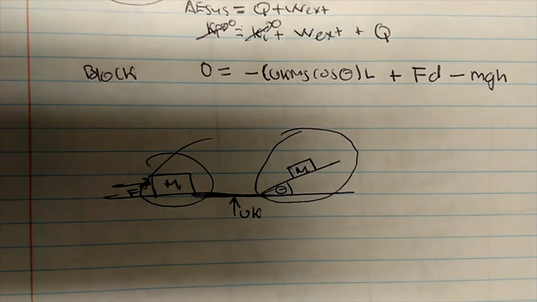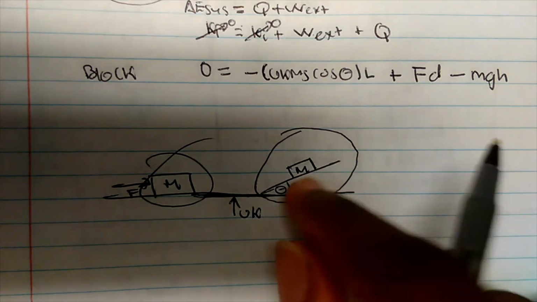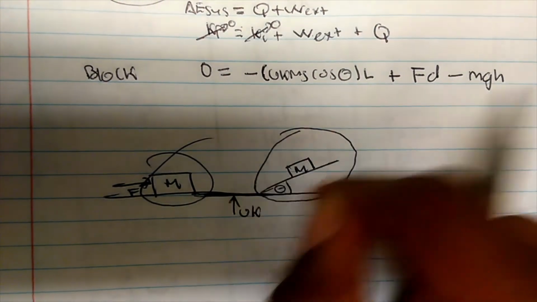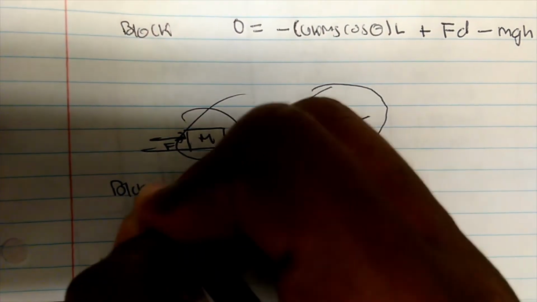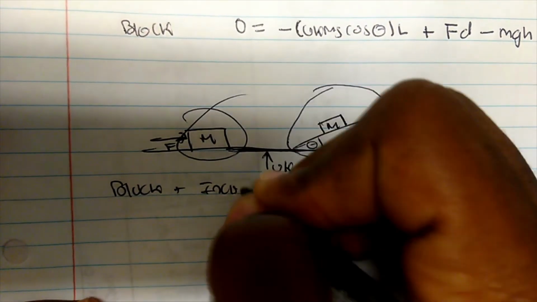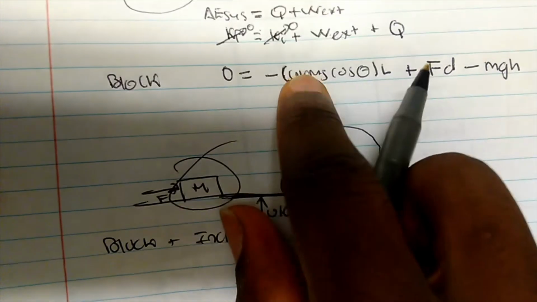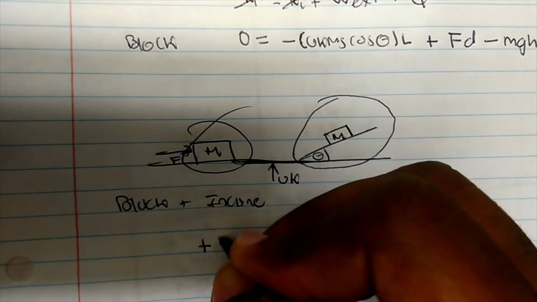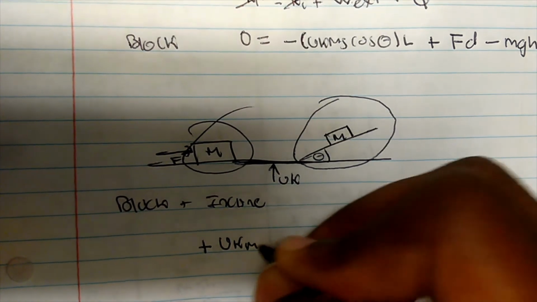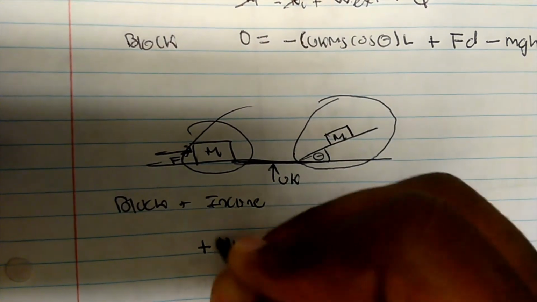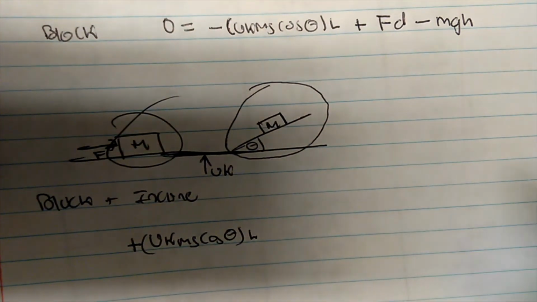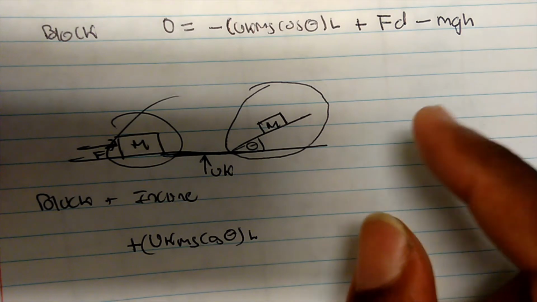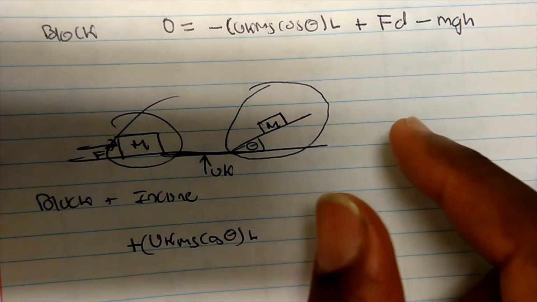It's inside my system, and so that's why it's very important to draw and circle what your system is. And you can see now the incline is a part of the system, so friction is actually inside. So if I'm looking at it plus the block plus the incline, all I do is just add this over here. So this becomes plus mu sub k mg cosine of theta delta L. Okay, now what else is internal?